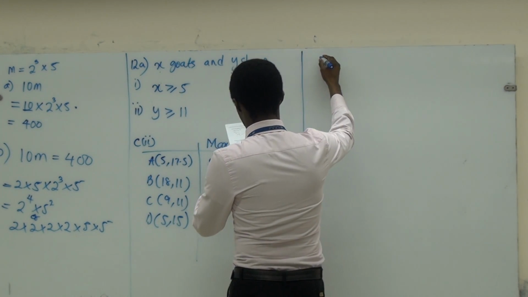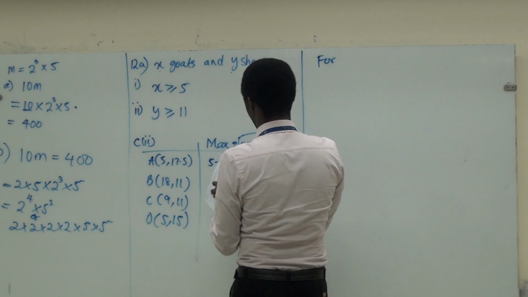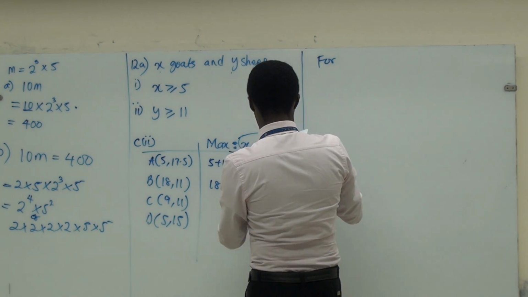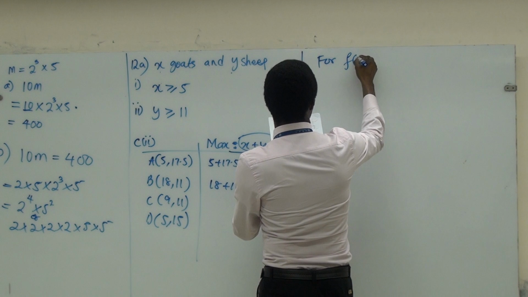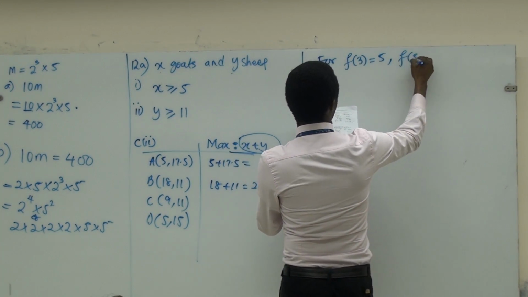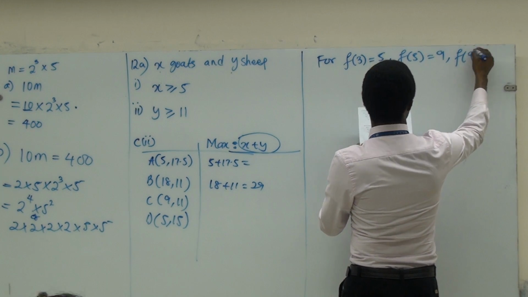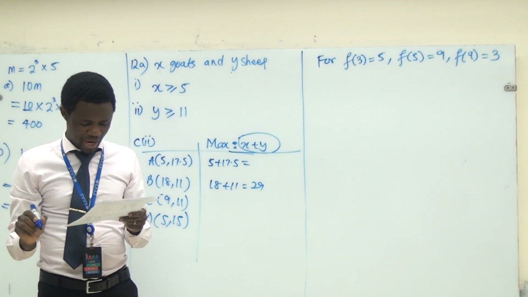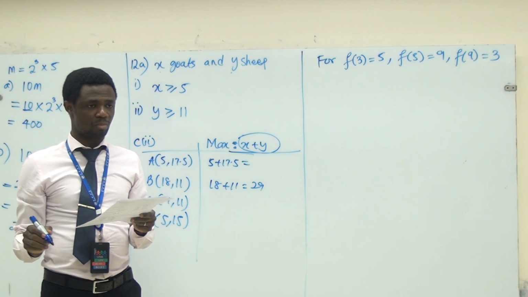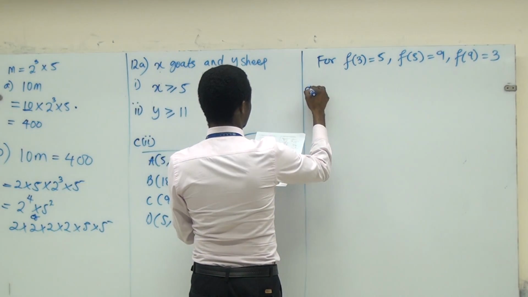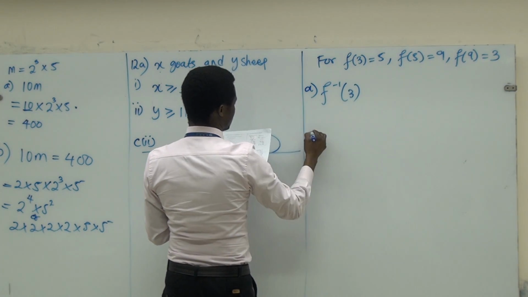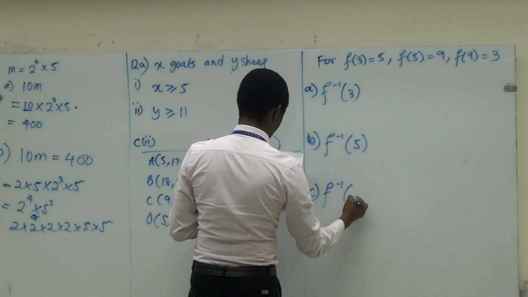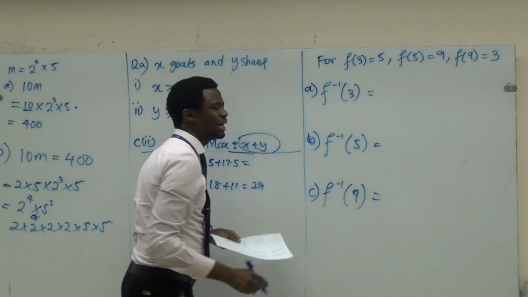Question 7, this is the worksheet on functions given on the 1st of March. Question 7 says, for a particular function, f of 3 is 5, f of 5 is 9, and the function acting on 9 gives 3. And I said find, specifically without finding f inverse. The first one, what is the f inverse of 3? The second, what is the f inverse of 5? And the third, what is the f inverse of 9? Without finding f inverse.